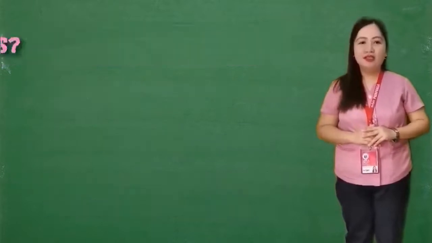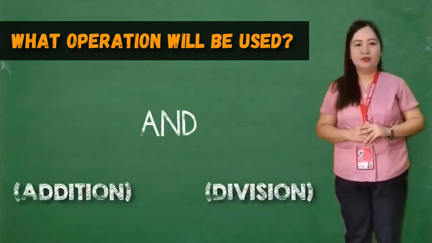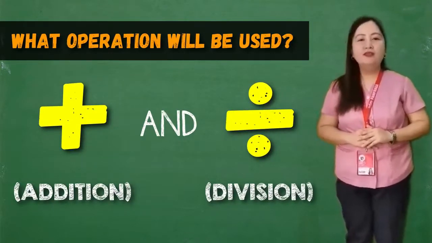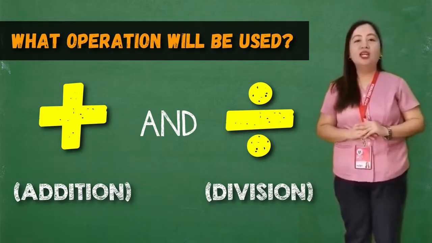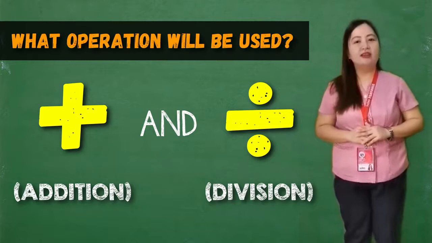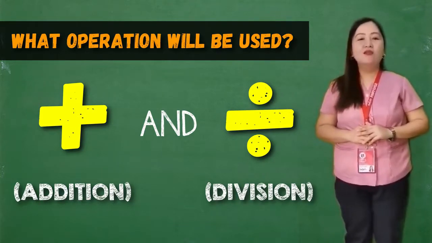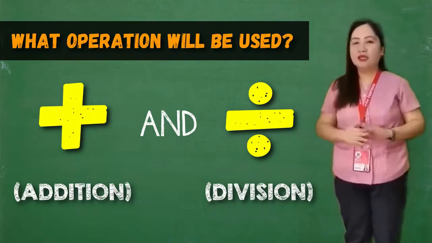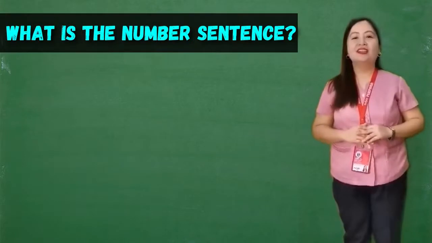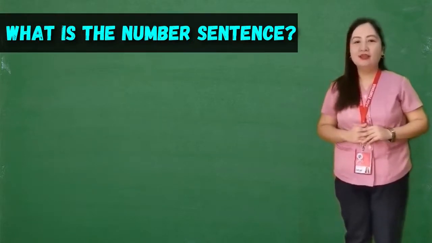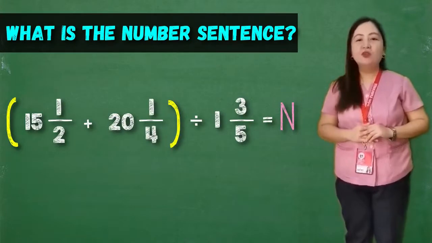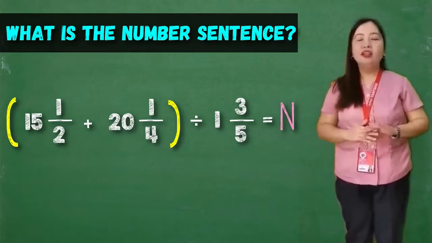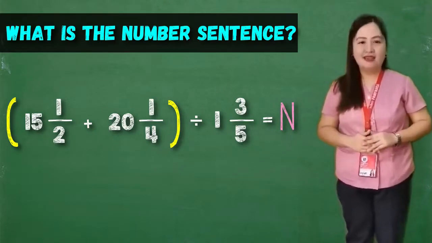The third step is, what operations will be used? Addition and division. How is that? First, add 15 and 1/2 kilograms and 20 and 1/4 kilograms of malagkit rice. Then, divide the sum by 1 3/5 kilograms of malagkit rice. The fourth step is, what is the number sentence? Our number sentence is the sum of 15 and 1/2 plus 20 and 1/4, divided by 1 3/5, equals n.